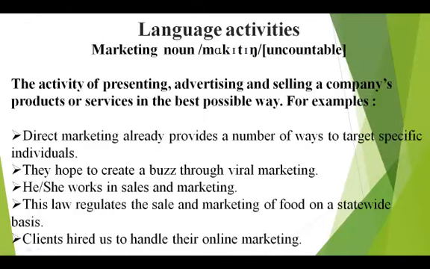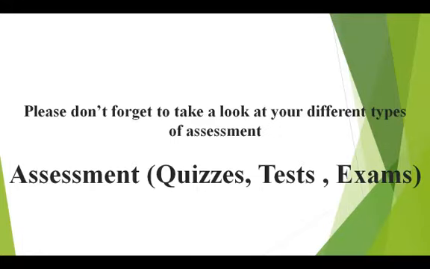marketing. Language activities. The word marketing as an uncountable noun means the activity of presenting, advertising, and selling a company's products or services in the best possible way. For example, direct marketing already provides a number of ways to target specific individuals. They hope to create a buzz through viral marketing. He or she works in sales and marketing.